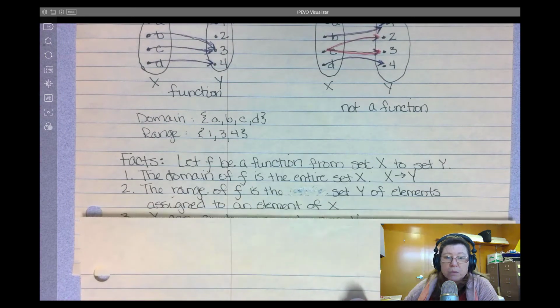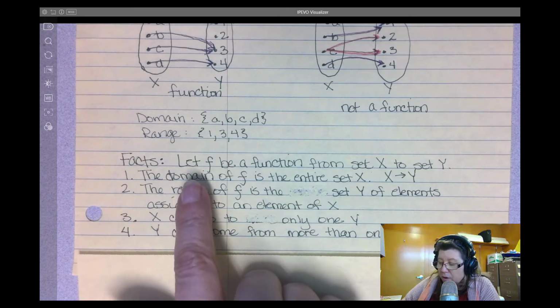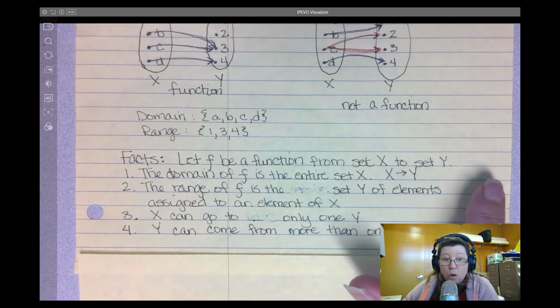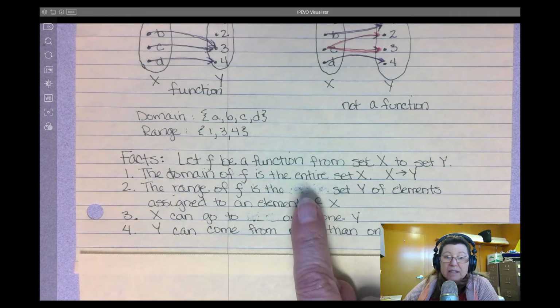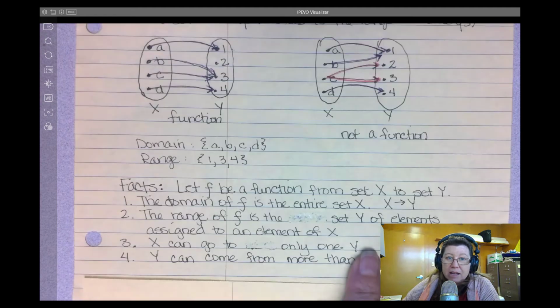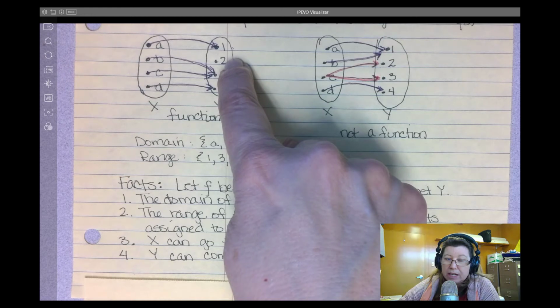Okay, so here are the rules that we follow. For f to be a function from one set, let's just call it x, to set y, the domain of f is the entire set of x's that we're allowed to put in. The range of the function is the set of y elements assigned to an element of x. And right here, 2 was not assigned to any x, and therefore it wasn't in the range.